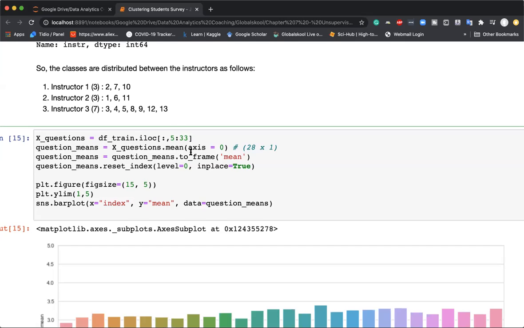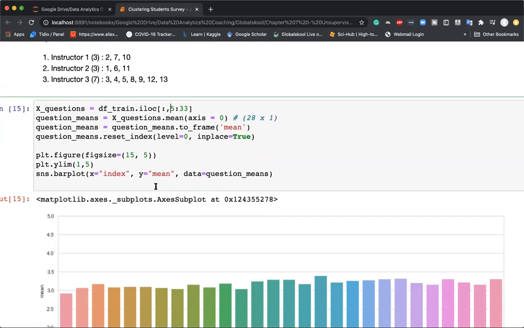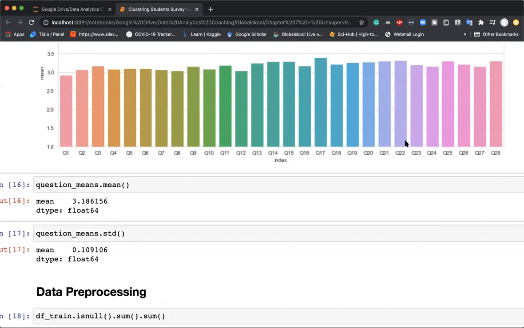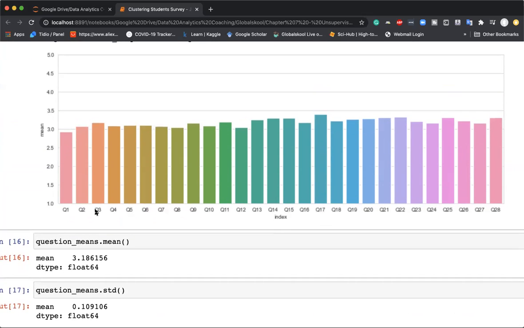And for each of the questions, you're finding the mean value and converting that into a data frame, doing a reset index. So I'll have a data frame in fact. And for the data frame, we can do a bar plot. By doing this, we see that for the 28 questions, this is what we get as answer. From a rating of 1 to 5, most of the values are a little above 3, and all of them are under 3.5. Just one value here for question 1 is less than 3.